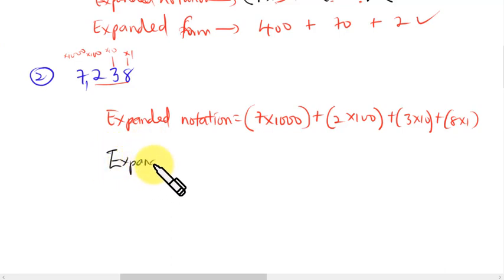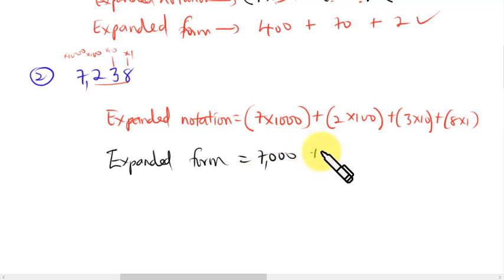So for the expanded form, all that we have to do is to simplify out the multiplication sign so that we have just the addition sign. So 7 times 1,000, we have 7,000, and 2 times 100, we have 200. 3 times 10, we have 30, and 8 times 1, we have 8. Voila. So that is what we call the expanded form. So this is how we write this number 7,238.